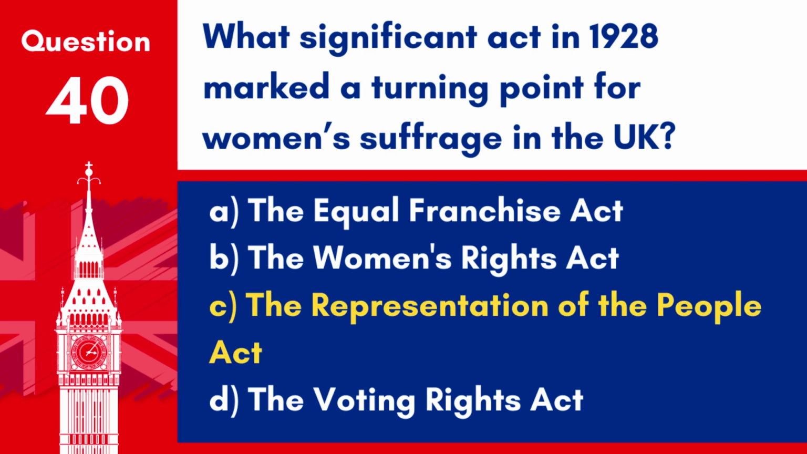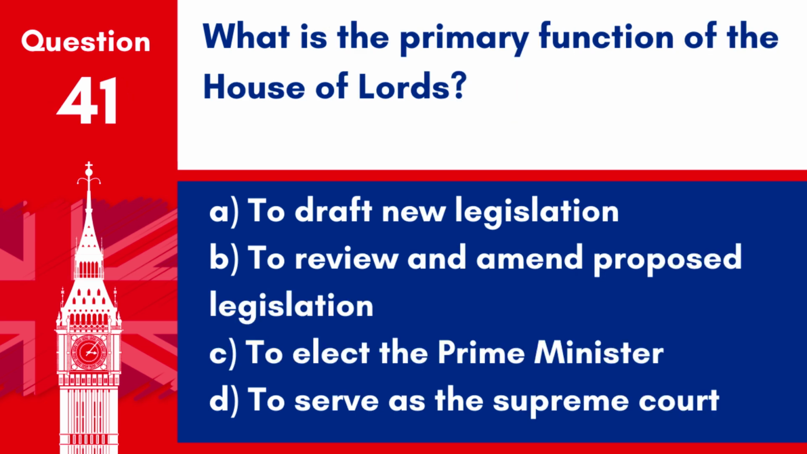Answer: C. The Representation of the People Act. The 1928 Representation of the People Act marked a turning point for women's suffrage in the UK by granting equal voting rights to women over the age of 21. Question 41. What is the primary function of the House of Lords? A. To draft new legislation. B. To review and amend proposed legislation. C. To elect the Prime Minister. D. To serve as the Supreme Court.